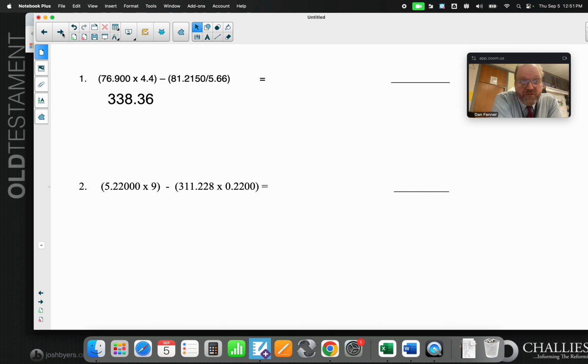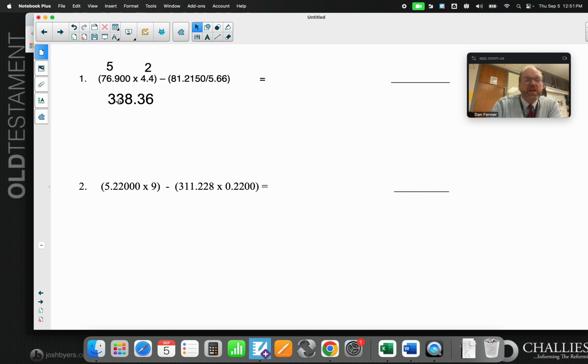Now we have to check our sig figs. For multiplication and division, the rule is the least number in the question is the most in the answer. So 76.900, that's 5 sig figs. The 2 zeros in here are significant because they're after a number, after a decimal, showing exactness. I've got 5 sig figs. 4.4, of course, I have 2 sig figs.